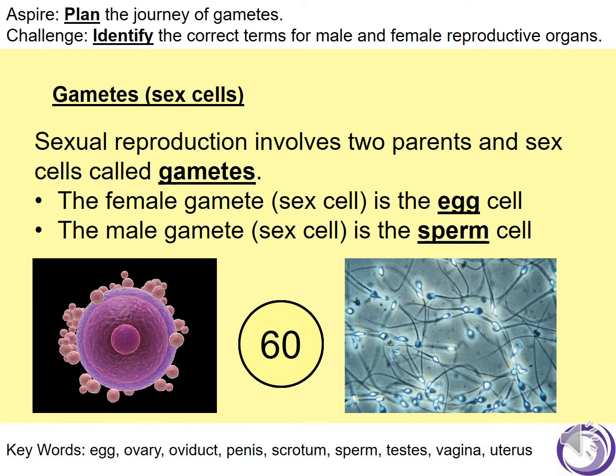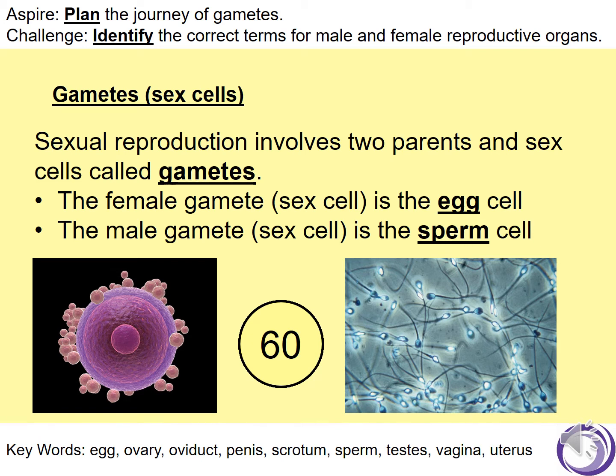So let's have a look first of all at the gametes then, or sex cells that are released. Now you can see there's a 60-second timer coming, which means that I need the information putting down. I've reduced this so that it's as brief as possible. So sexual reproduction involves two parents and sex cells called gametes.